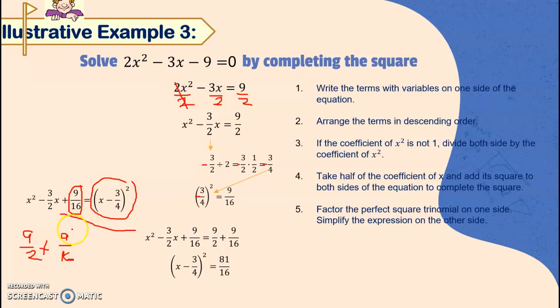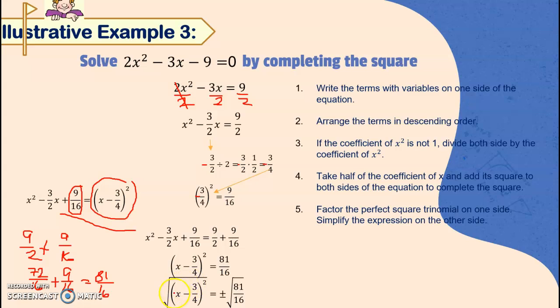So, what should be multiplied with 2 to make it 16? Mag-multiply ka ng 8, right? So, magiging 9 times 8, 72 over 16. Kasi multiply mo na numerator and denominator by 8. Then, na-add mo na yan kasi similar fractions na sila. So, 72 plus 9 over 16, which is 81, diba? You can check it there anyway. So, x minus 3/4 squared equal to 81 over 16.